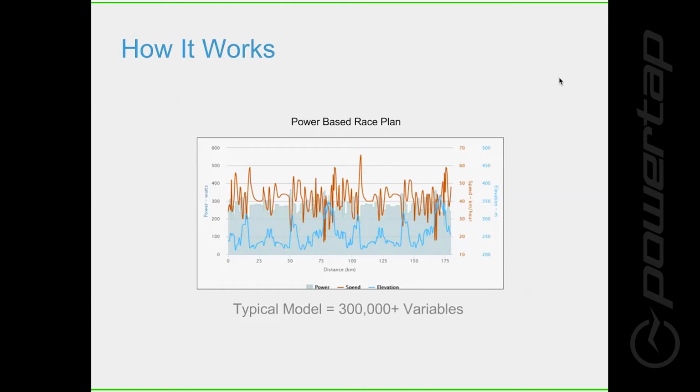A typical model, this wouldn't even be an Ironman model, but a typical model is looking at 300,000 independent variables simultaneously. So unlike a simulation, which is simulating one thing and then trying something else and then trying something else, the type of math we're doing is looking at the entire solution space at one time and then trying to break that solution space down to find the perfect answer, or at least an answer that meets all the constraints that we have in the model.